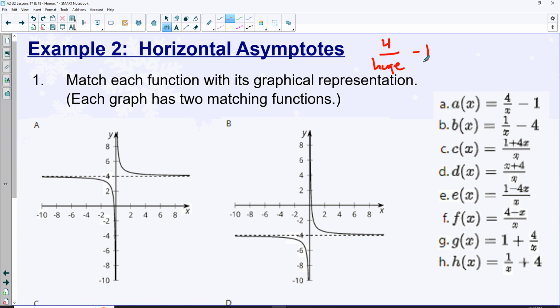No loss of generality, we usually just stick to a huge positive number, okay? So what happens here? 4 divided by huge. What is that? Well, we're assuming huge, like really, really big. And so 4 divided by some giant piece is going to be 0. So this 4 divided by big number is essentially 0. So therefore, this is going to be -1. What that's going to mean is that the horizontal asymptote of this one is at -1.